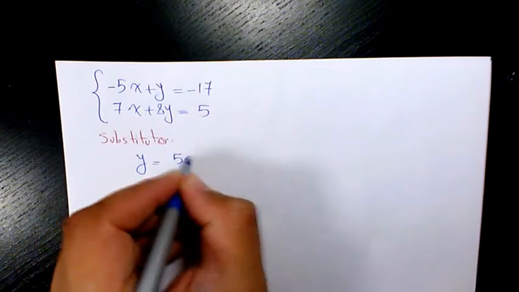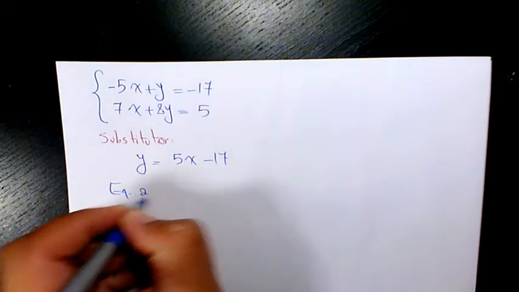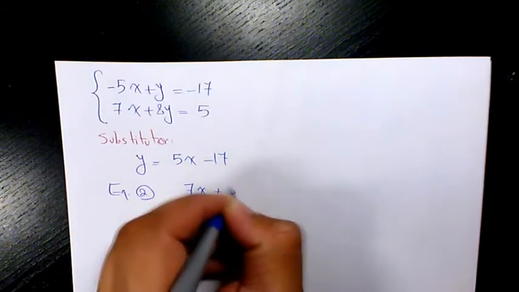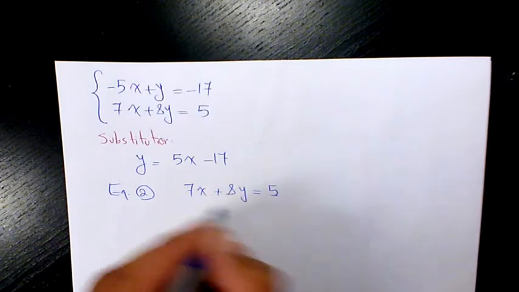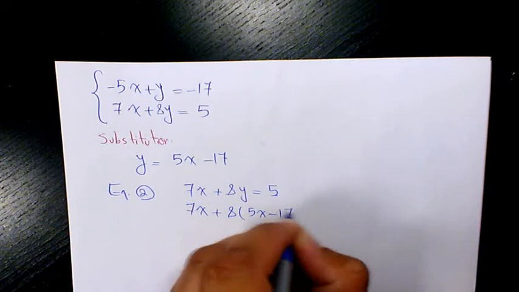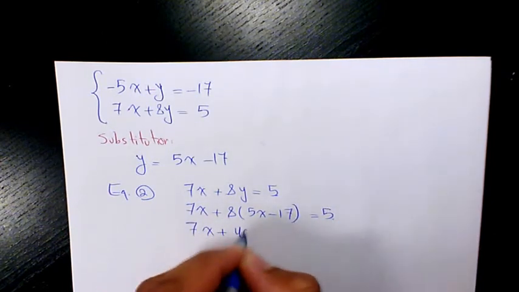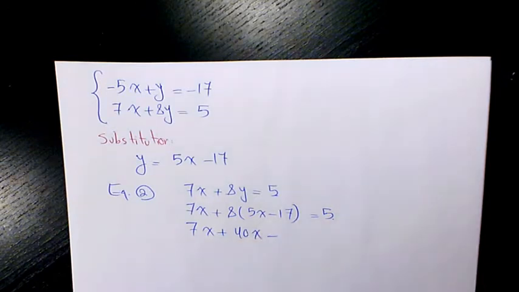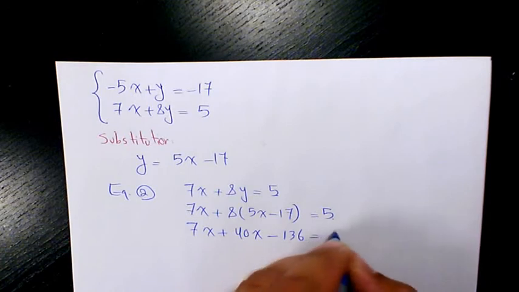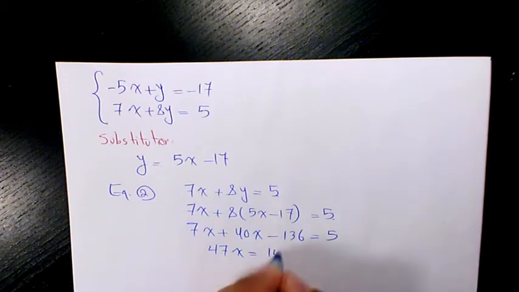Then you have y equals 5x minus 17. Then you sub it in equation 2, 7x plus 8y equals 5. So we have 7x plus 8 times (5x minus 17) equals 5. So we have 7x plus 40x minus 17 times 8 is negative 136, equals 5. So that's 47x and 141.